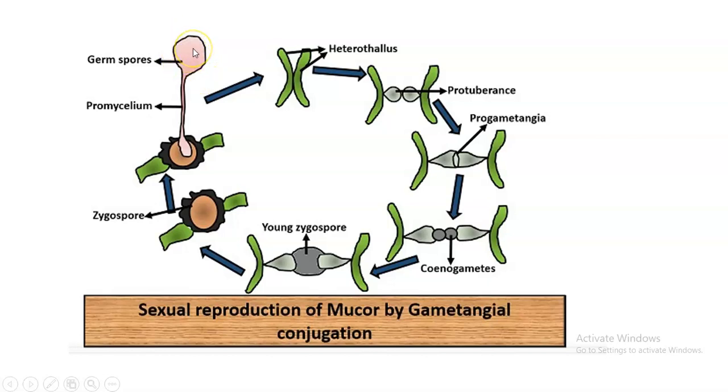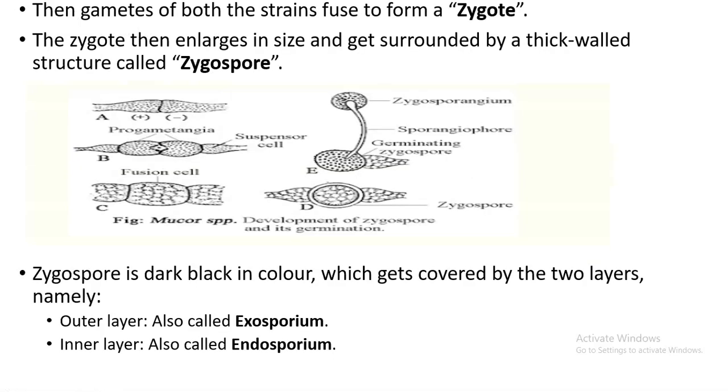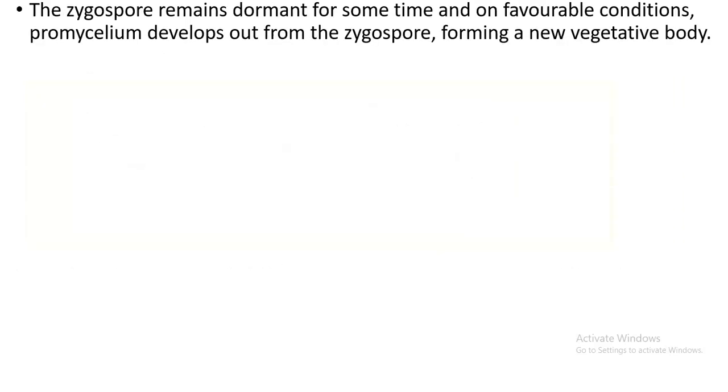These spores will be of two types, plus spores and minus spores, because this is formed by the fusion of two types of thallus, plus and minus strains. So this is all about the notes. You can pause the video and take the notes. I have attached every detail in the successive slides.